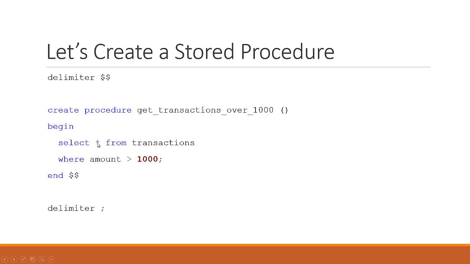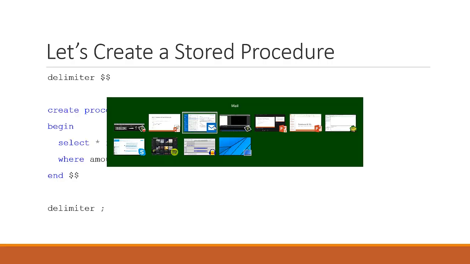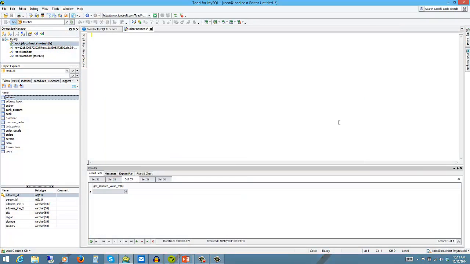So all this one's going to do is just select star from transactions where amount is greater than 1,000. All right, pretty simple, very straightforward, no problemo. So what I'm going to do now is hop over to the MySQL program, and I'm going to create this procedure for you. Let me see where my SQL program is. Here it is. So let me go and do that now.